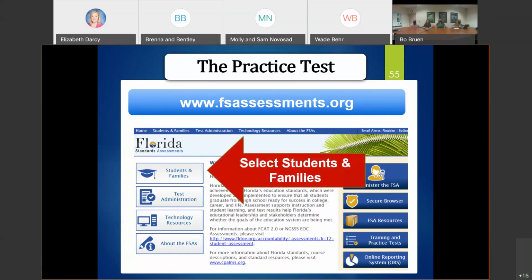So once you get to the website, you're going to select students and families at the top on the left-hand side.